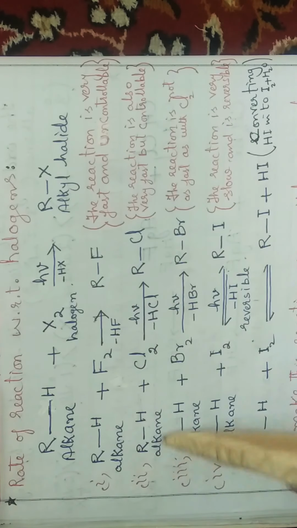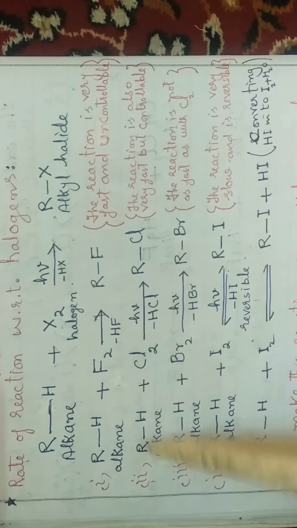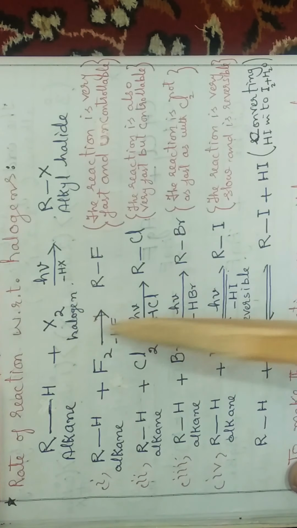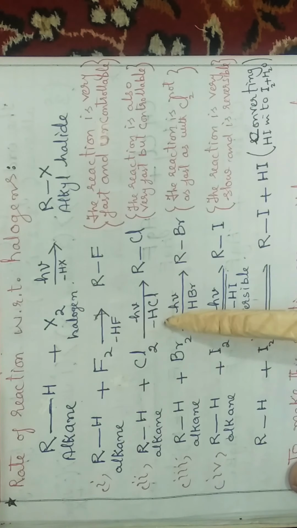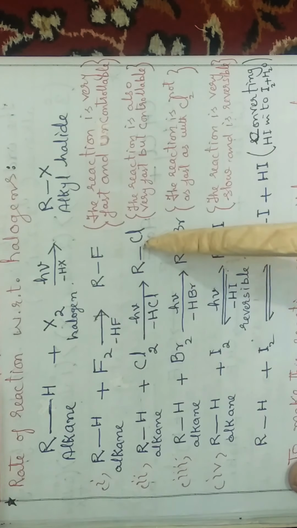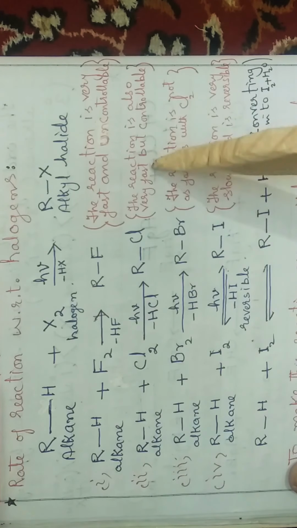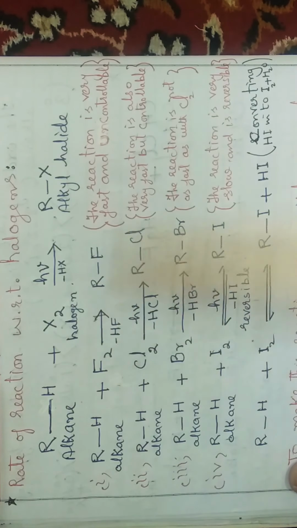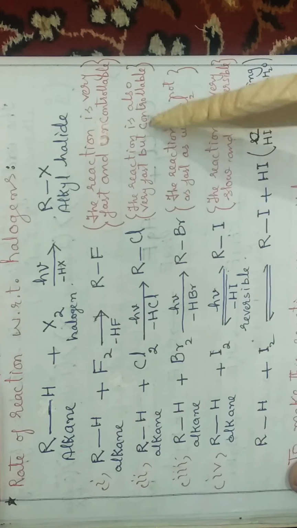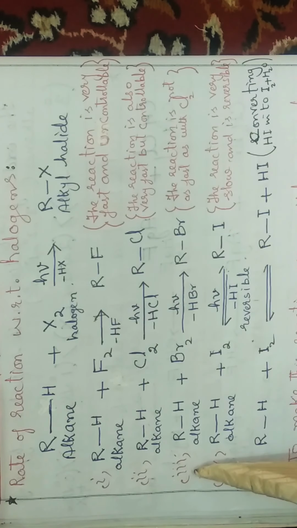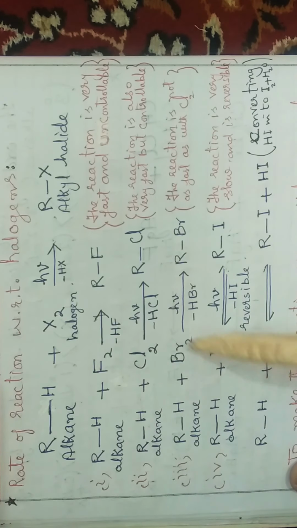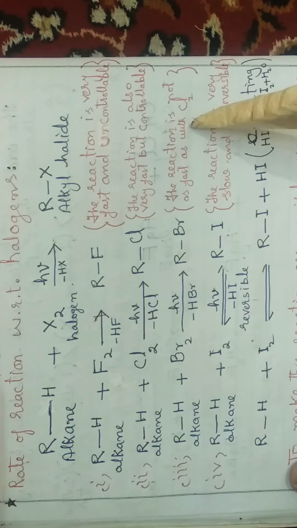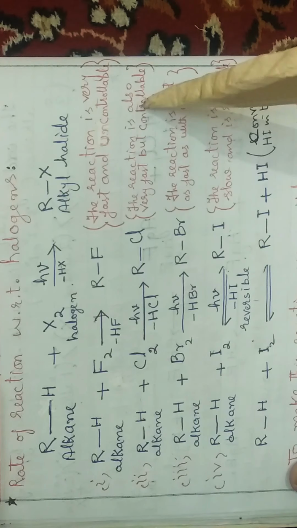Next, alkane with chlorine, alkane with Cl2, that's chlorination. All these reactions take place in presence of sunlight. Here you can say alkyl chloride. This reaction is also very fast but is controllable. First one was uncontrollable with fluorine, and the second one is very fast but is controllable. As far as the third reaction is concerned, that's alkane plus Br2, bromination. This reaction is comparatively slower than the first and second one.